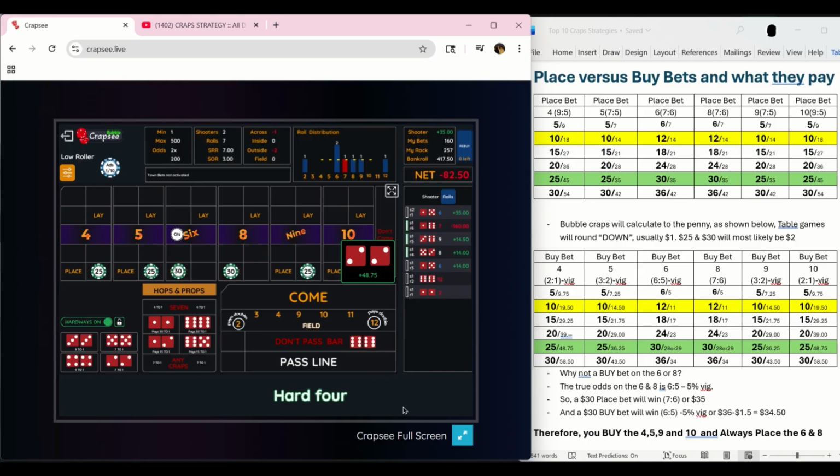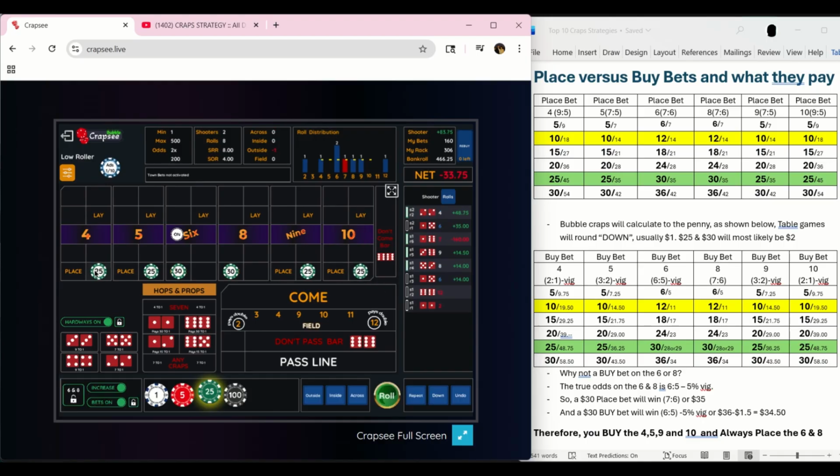Let's see if we can get a 4 or 5. There's a 4. Okay. So a place bet of 25 pays 45. We just got paid 48.75, which is $3.75 higher. Now, even if they round down and pay you 48, that's still $3 higher in your advantage. So when you can, you do a buy bet on Bubble Craps or any electronic machine. Hopefully, your casino will pay out these winnings as if they were buy bets.